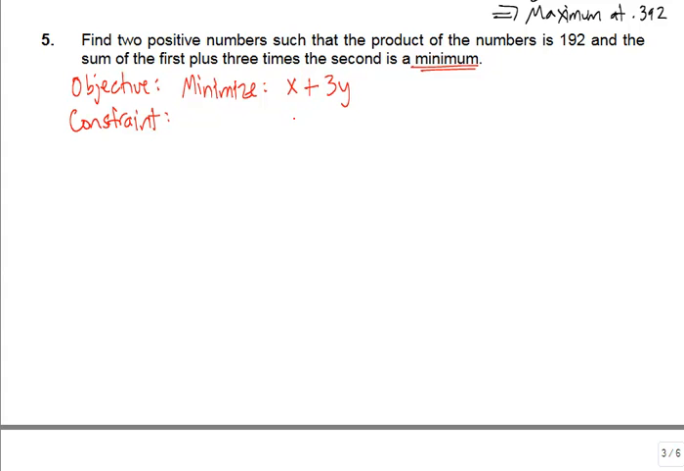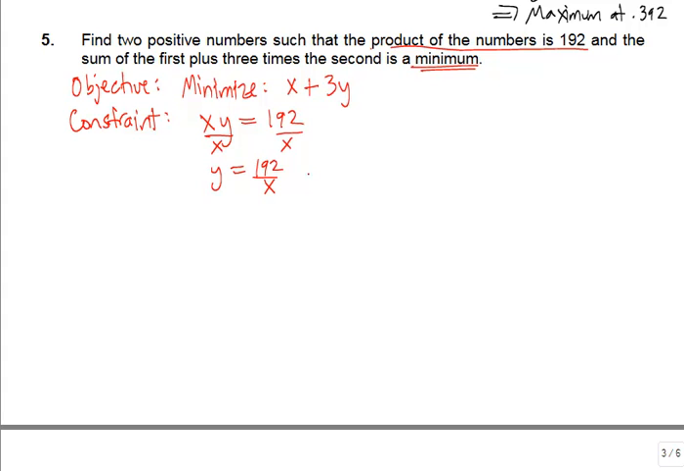What's our constraint? What's the number that they give me here? They tell me that the two positive numbers have a product equal to 192. Product means multiplication. So if I multiply my two numbers together, x times y, that needs to equal 192. So there's my constraint. So all we have to do now is eliminate one of our variables in our objective function by solving the constraint for either x or y. So I'm going to just go ahead and solve for y.